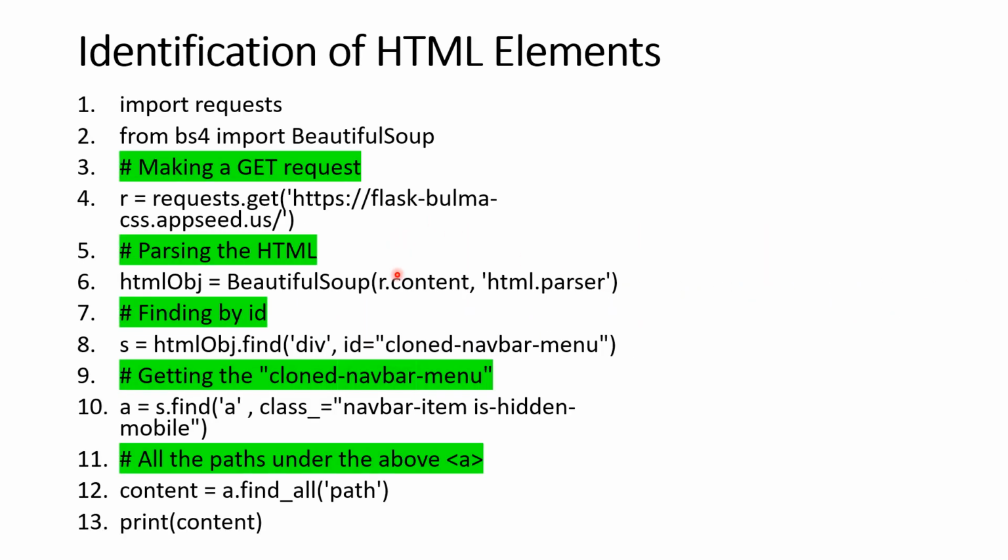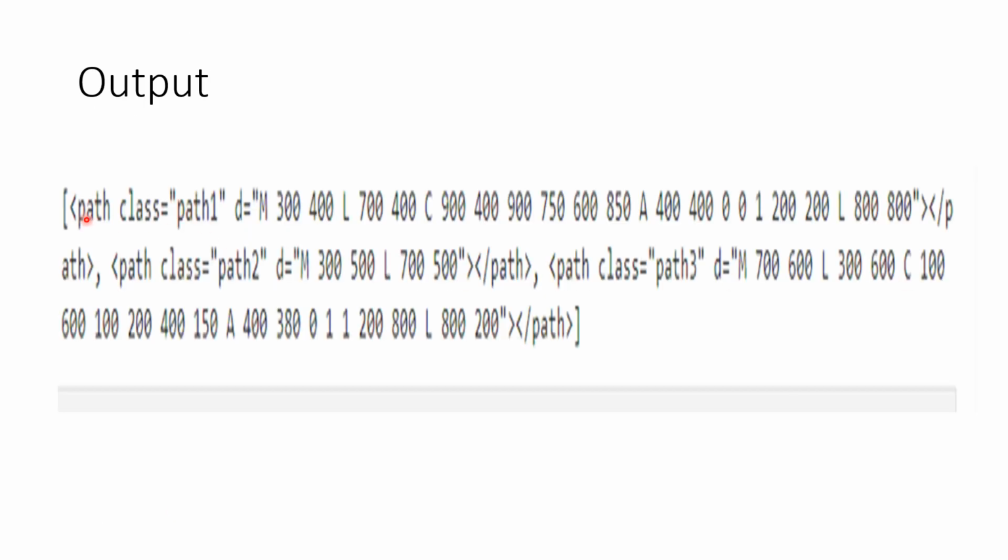Now here see, I have searched for a tag div with identifier cloned. Then from that identifier again I have searched the tag A with class navr item is hidden mobile. From there again I have searched for the tag path. So it is a three-step search. First div, then A, then path. Div of id clone and A of class navr and content path. So this will display all the paths available under div and then under A.